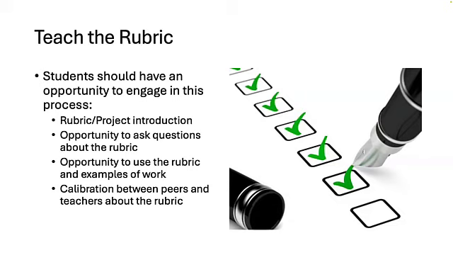Students should have an opportunity to engage in this process. You introduce the rubric in the project. You have the kids have an opportunity to ask questions about the rubric, an opportunity to use the rubric, and see examples of completed work. And then there should be a calibration between the peers and teachers about the rubric. So any clarifying questions that they may have, any improvements they may have to the rubric, this is the time for you to do that.